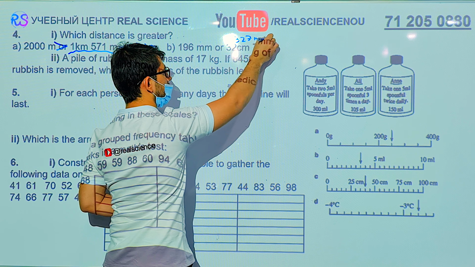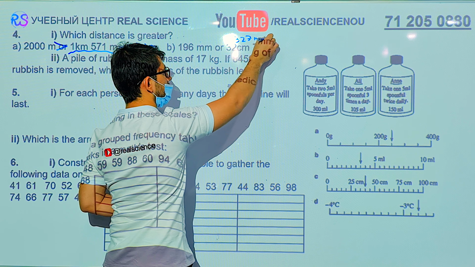So here you go with this picture, right? So can we read it? Andy takes 5 milliliters, a spoonful per day. So 1 spoon is 5 milliliters, right? And he takes it 2 times, right? So 10 milliliters. And we divide it.